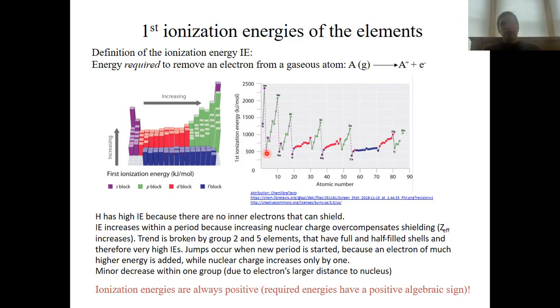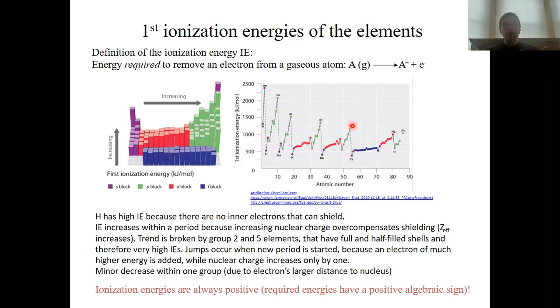Okay, so now what else do we see? Well, we see that down a group, the ionization energy tends to decrease. So for instance, as we go from helium to neon, to argon, to krypton, to xenon, we see that the ionization energy decreases.